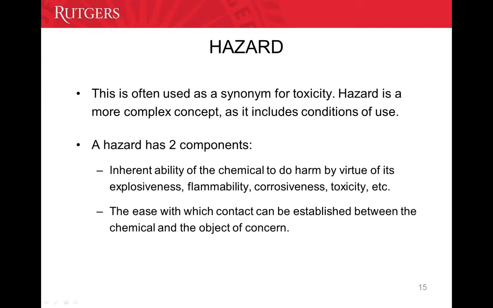So what's a term that we need to know? Well, one of the terms we need to know is the term hazard. This is often used as a synonym for toxicity. Hazard is, in fact, a more complex concept than just toxicity. It includes the conditions of use, which is a really important concept for us in public health. So a hazard is the inherent ability of a chemical to do harm by virtue of whether it's explosive or flammable, corrosive or toxic. And also, and the important part here, is the ease with which you could come in contact with that chemical.